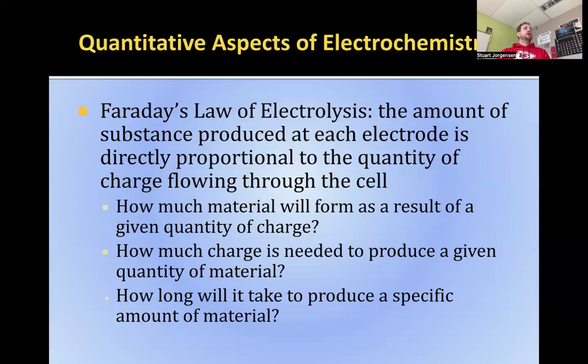We do have to talk real quick about amps. I don't get real bogged down in it, but we do need to talk about how amps are measured. Amps, amperes, I.